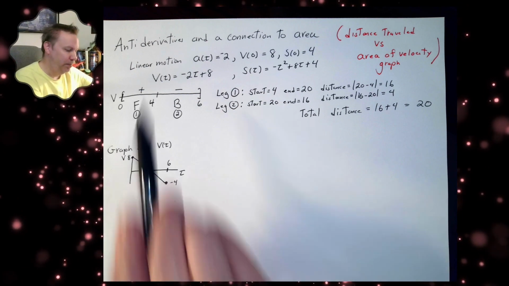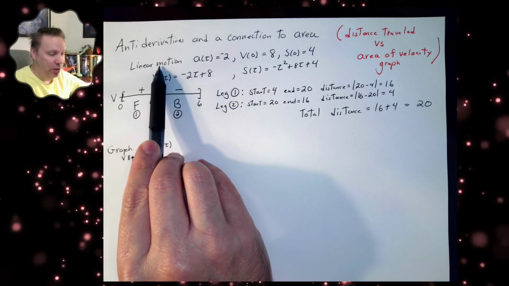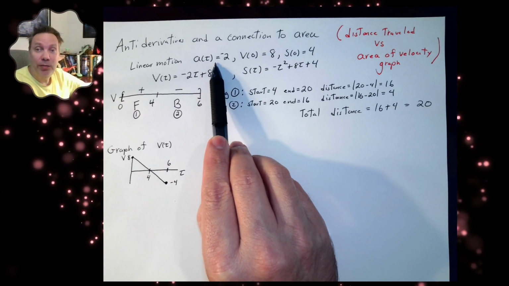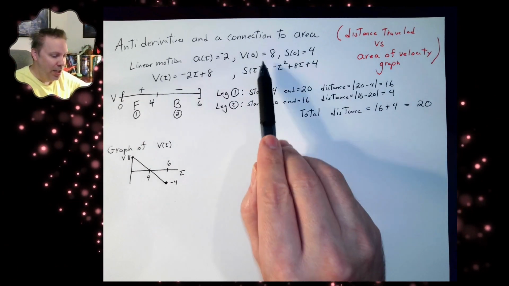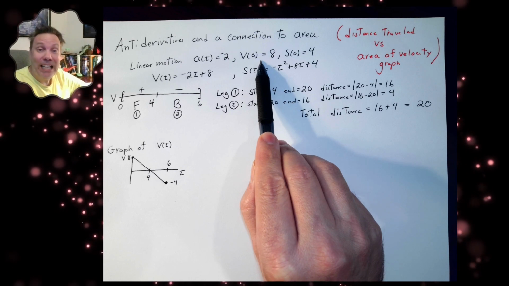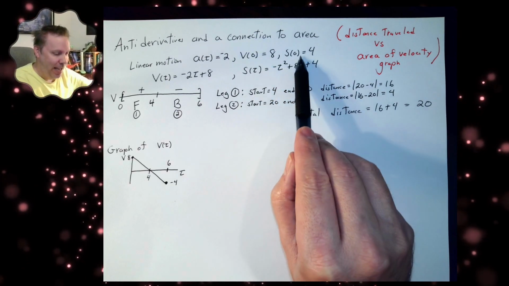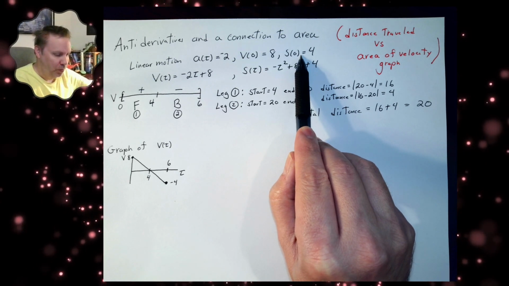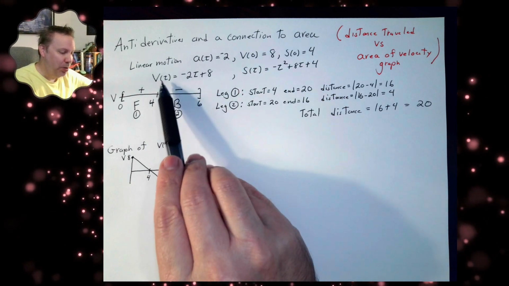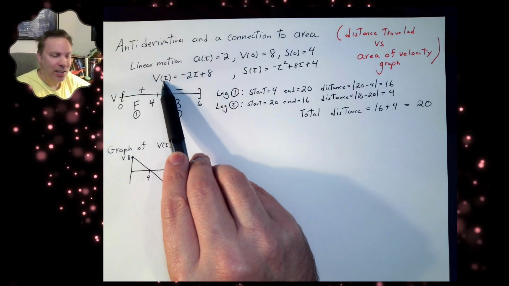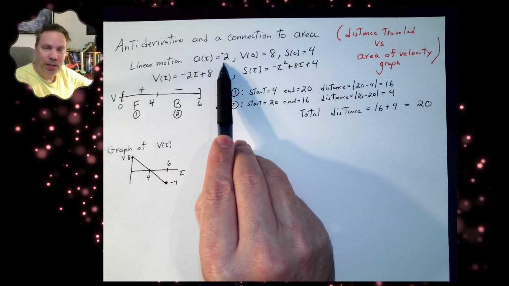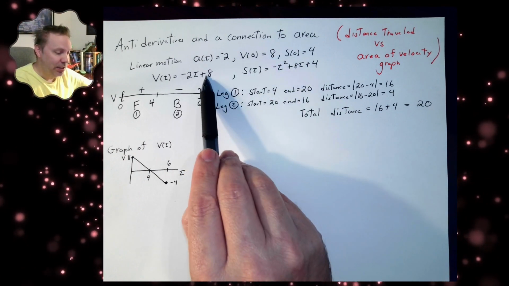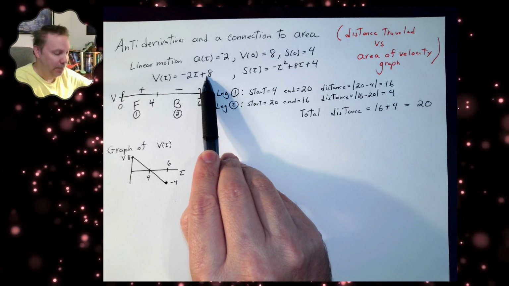So let's get started. Suppose I have a particle, it travels in a straight line, and I know that the acceleration is -2. The initial velocity is 8 feet per second, and the initial displacement is 4 feet. How do I compute the velocity function? Taking the antiderivative of -2, I get -2t. My initial condition 8 yields -2t plus 8.